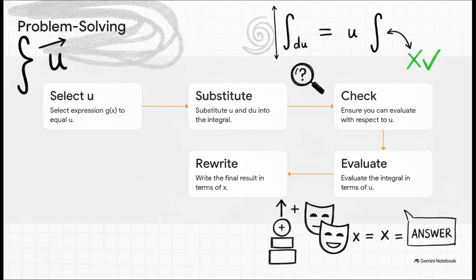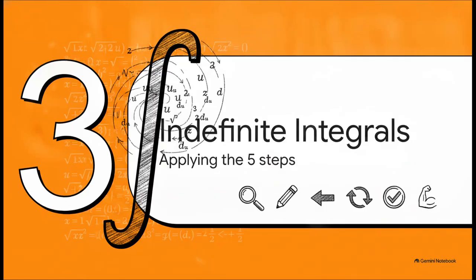Step 4, do the actual integration using your basic rules. And Step 5, take the mask off. Replace that u with your original x expression to get your final answer. Easy, right? Let's see this in Section 3, indefinite integrals in action.